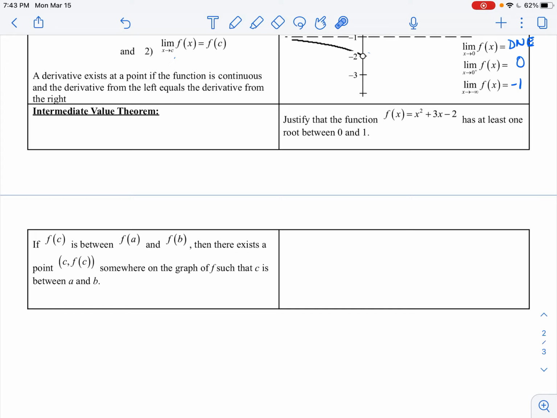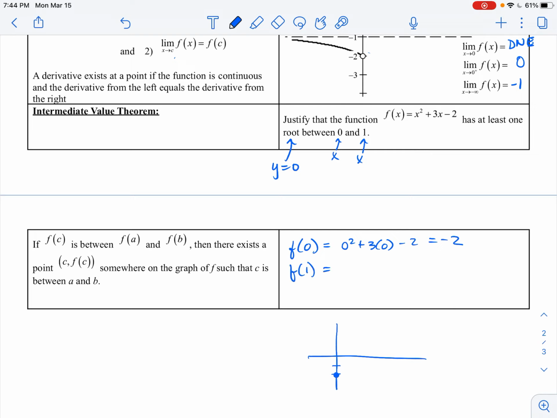Okay, so let's justify this function. Instead of trying to show you a graph of the definition, let's just work through this problem first. So if I want to justify that the function has at least one root, and a root is where our y value is equal to 0, it's an x-intercept, and we're looking at between x values of 0 and 1. And so I need to evaluate, well, what is my function at 0? If I substituted 0 into my function, I would have 0 squared plus 3 times 0 minus 2, which is negative 2. That point on my graph is (0, -2), right here.